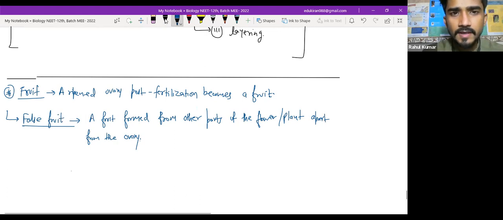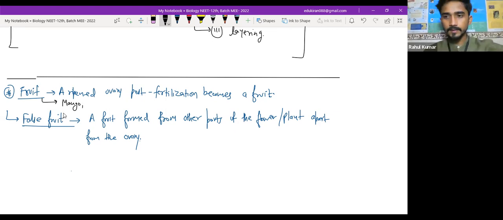Now can you give me some examples of true fruit which are actual real fruits, because they are asked. So mango is a true fruit. Okay, mango is one true fruit. And apart from mango, what? Grapes and maize or corn, which you say is a true fruit. Guava is a true fruit. Papaya is a true fruit.